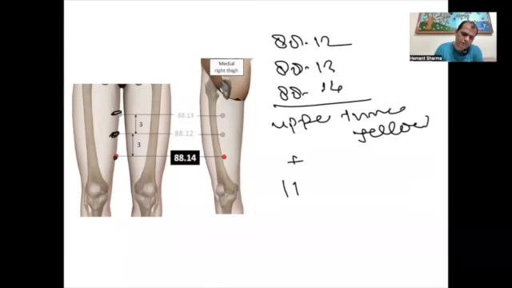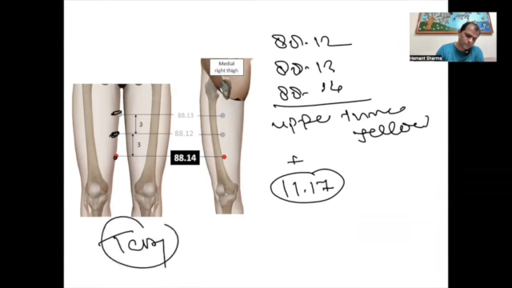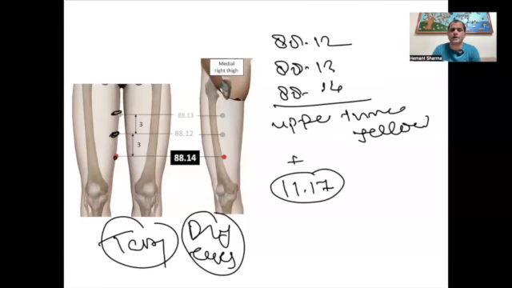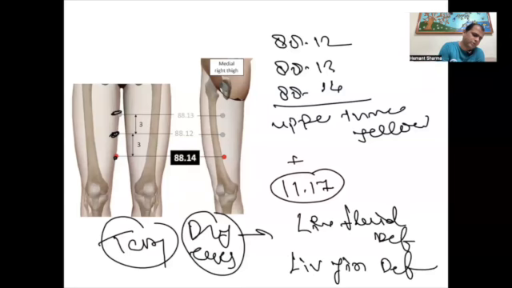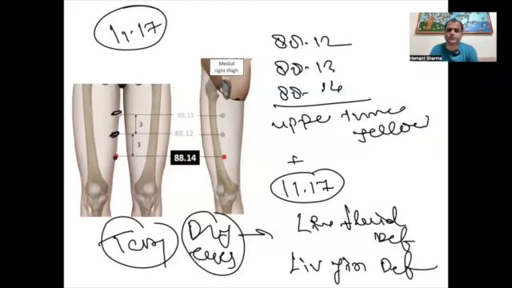But if they are combined with 11.17, it becomes a wonderful protocol, because liver chi stagnation or liver involvement is also responsible for dry eyes. As per TCM, what is dry eyes? As per TCM, we know there is a theory of yin and yang. The meaning of dry eyes is liver fluid deficiency or liver yin deficiency. 11.17 is one of the great points for liver yin deficiency.